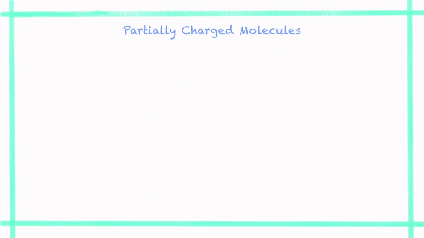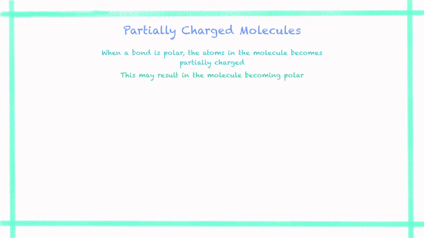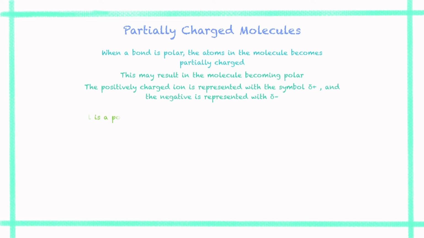As we have mentioned earlier when talking about polarity, the atoms involved in a polar bond become partially charged. This may result in the molecule becoming polar. Within the molecule, the positively charged atom is represented with the symbol delta positive, and the negative atom is represented with delta negative. Take hydrochloric acid as an example. The chlorine atom has a higher electronegativity than hydrogen. So hydrogen, having less of the negative charge, is the delta positive atom. Chlorine, complementarily, is the delta negative atom.